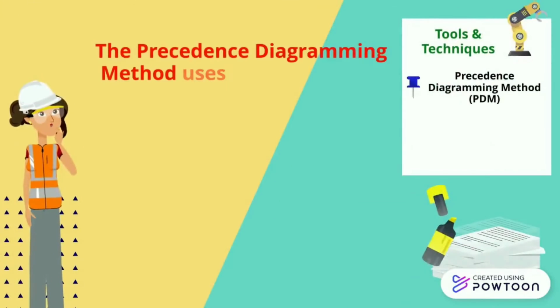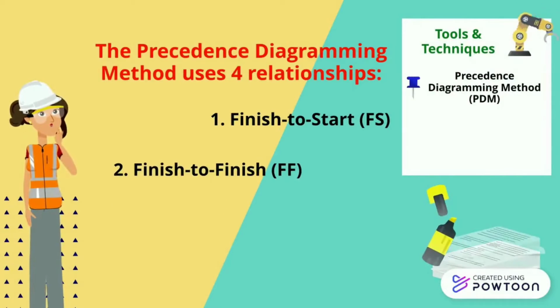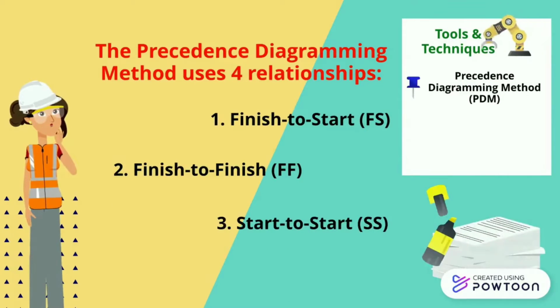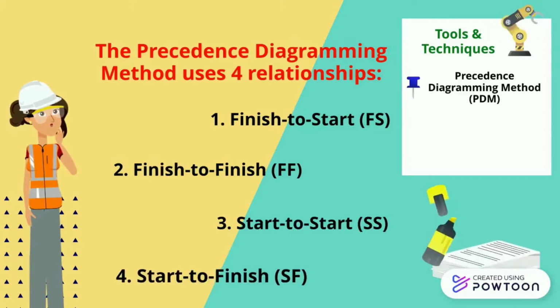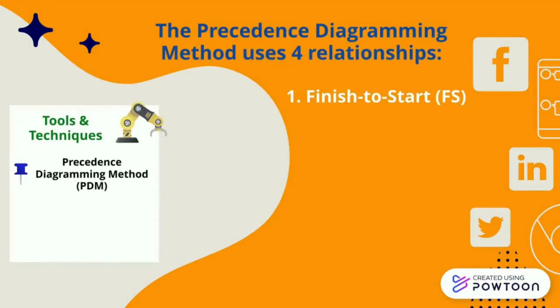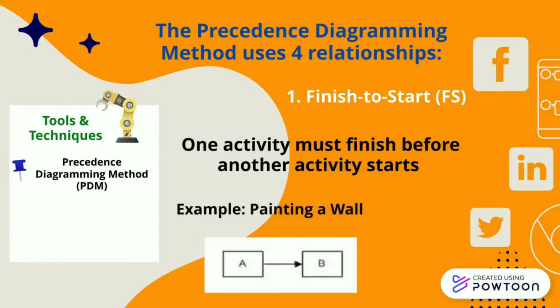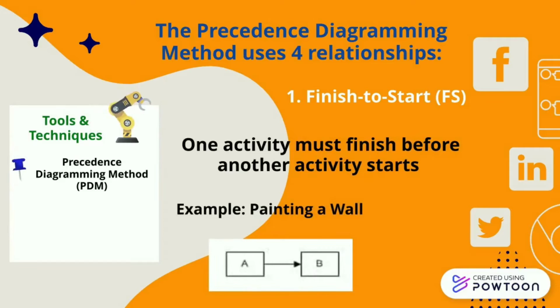The precedence diagramming method uses four relationships, which are finish to start or FS, finish to finish or FF, start to start or SS, and start to finish or SF. Let us dive into finish to start. One activity must finish before another activity starts. This is the most common relationship in PDM. For example, to paint a wall, first you have to construct it.